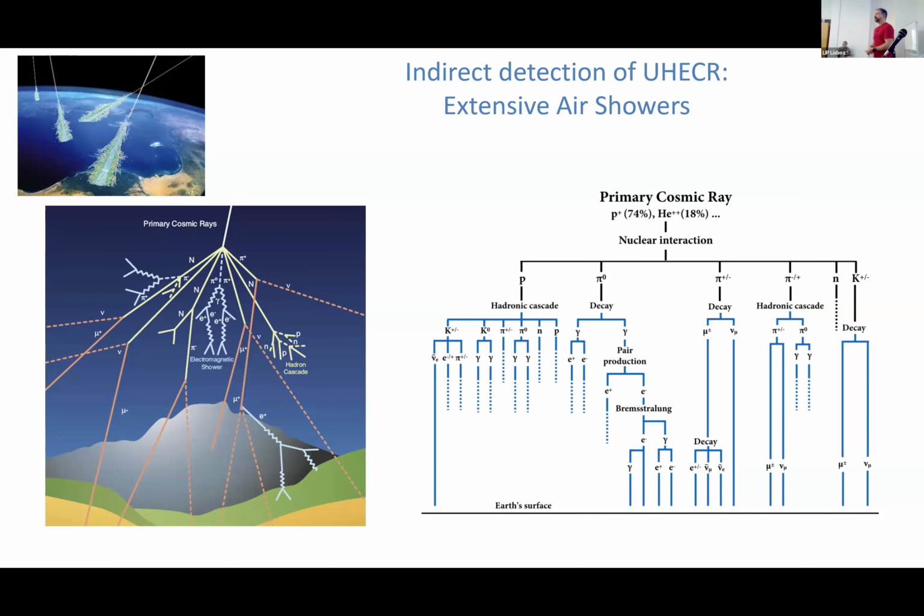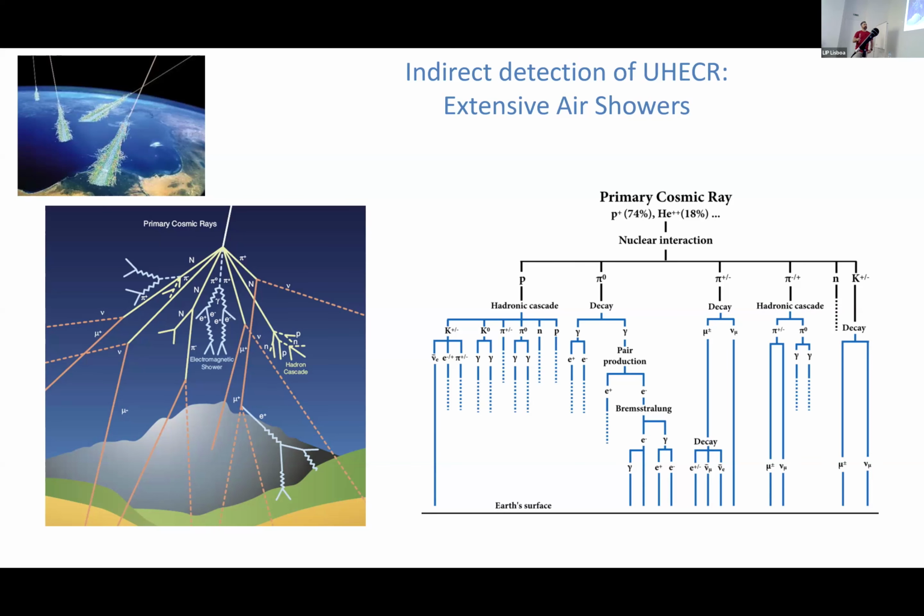So how do we detect them? We have 1 particle per square kilometer per century, and since we don't want to wait centuries, we need to detect them indirectly, and we need a huge detector. We detect them indirectly because they interact at the top of the atmosphere and produce a cascade of particles. Basically you have 3 sectors: a part which is still hadronic, a part which is electromagnetic, and a part which is muonic, and these have different behaviors.